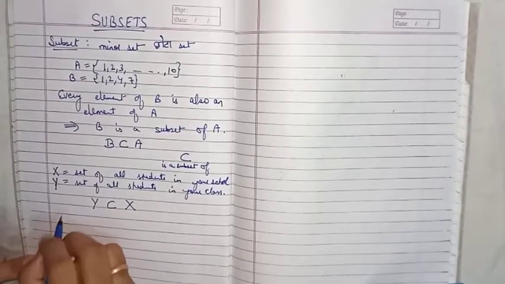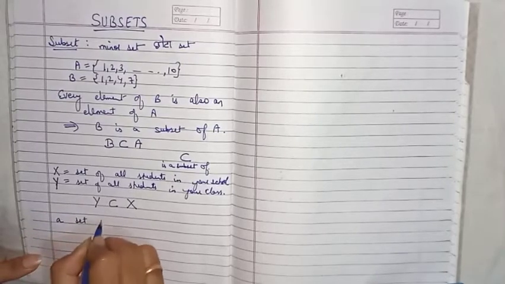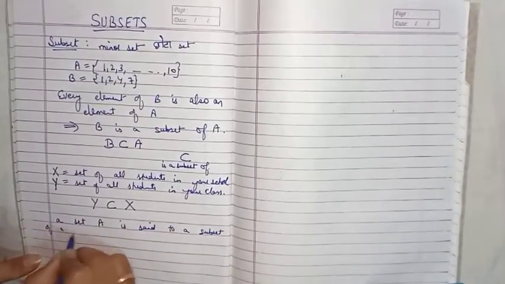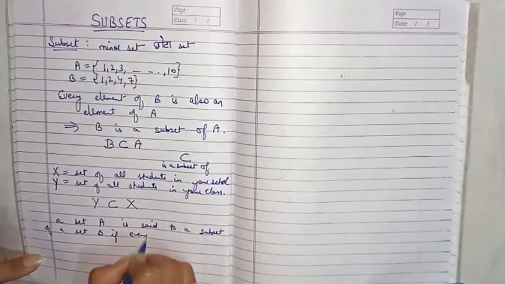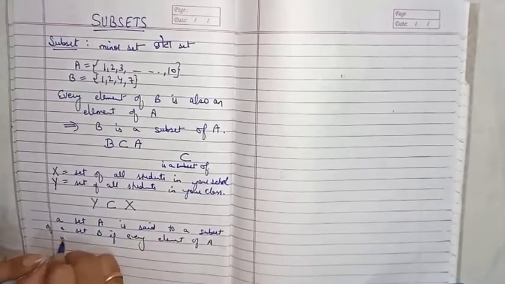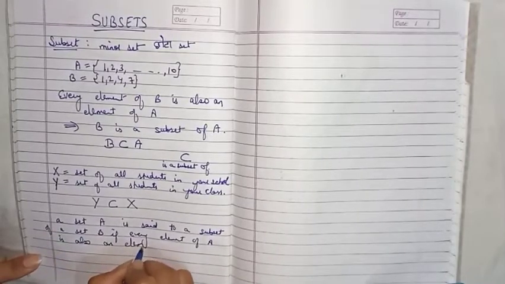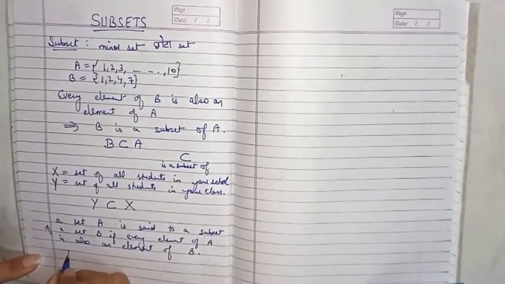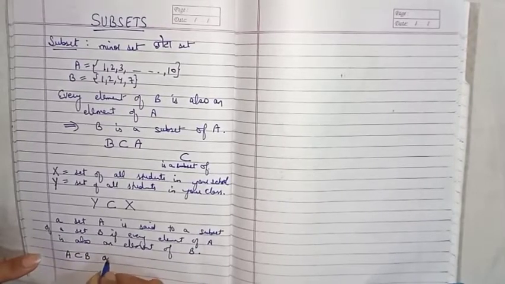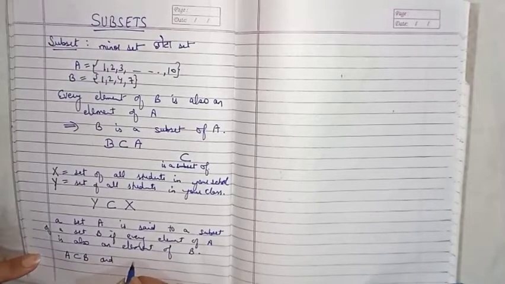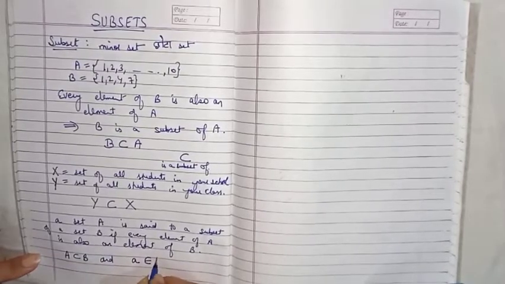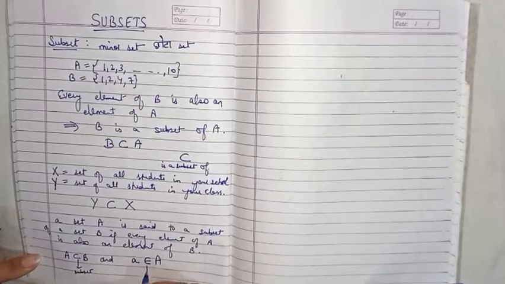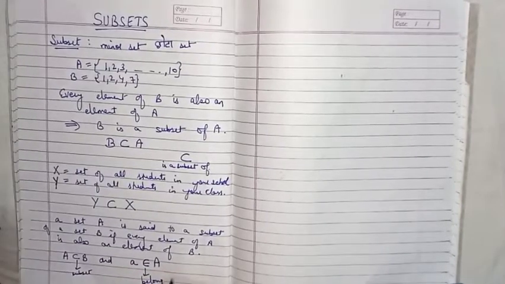So I can say that a set A is said to be a subset of a set B if every element of A is also an element of B. This means if A is a subset of B, and let us consider one element a from the set A, that is a belongs to A. Now remember one thing, this is the symbol for subset, and this is the symbol for belongs to. I have earlier told this to you.